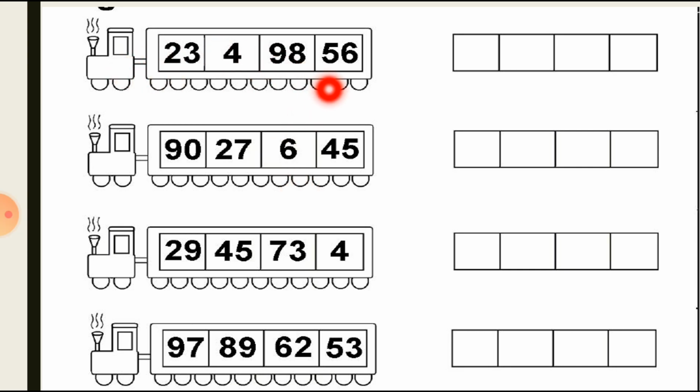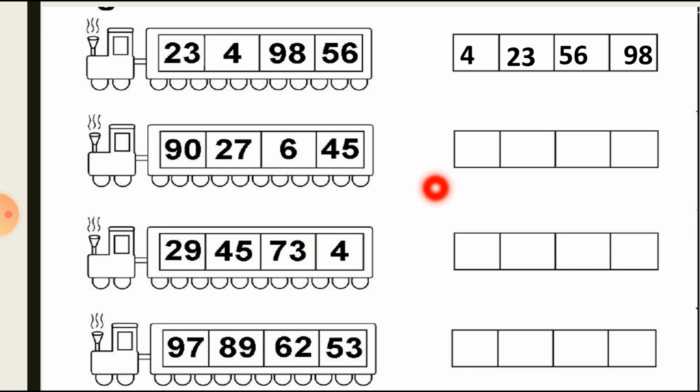In this, the smallest number is 4. So we have to write down the number 4 first. You can see here I write number 4, and then the next smallest number is 23. So then we have to write down 23. After 23 the smallest number is 56. So then after 23 I write 56. And the biggest number is 98.